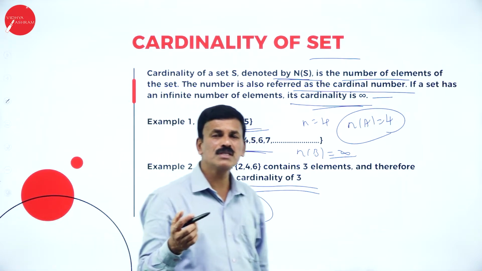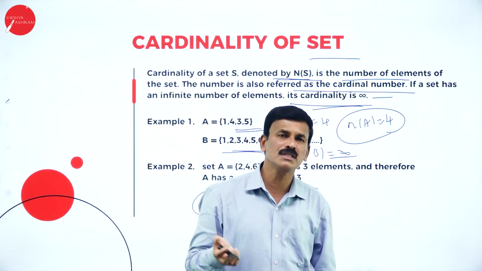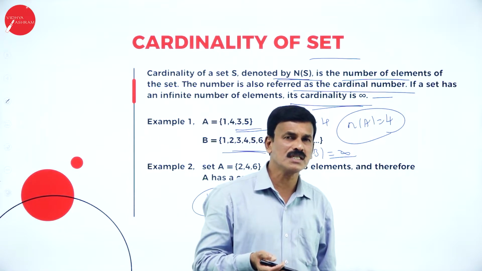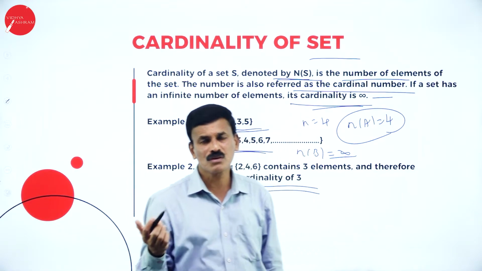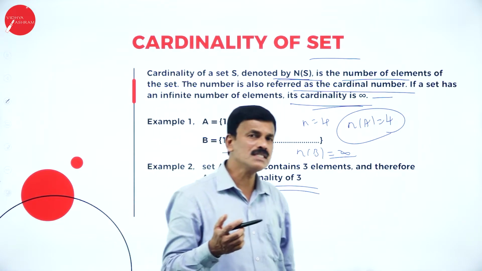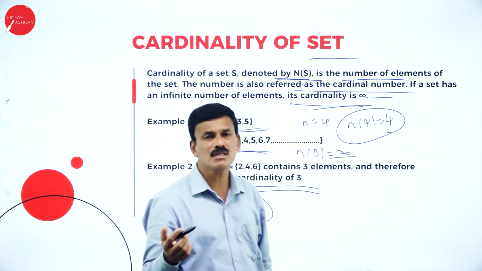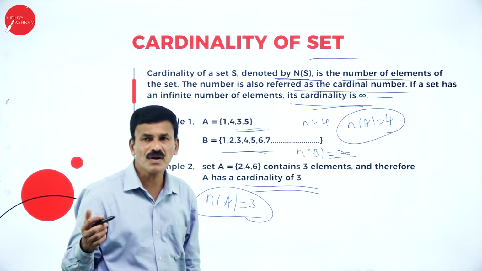So, the number of elements in the set is nothing but the cardinality of the set. If a set contains a finite number of elements, then the cardinality is finite. If it contains an infinite number of elements, then the cardinality is infinite.